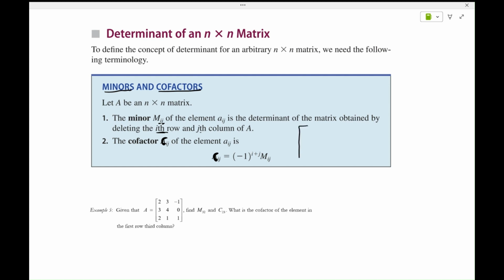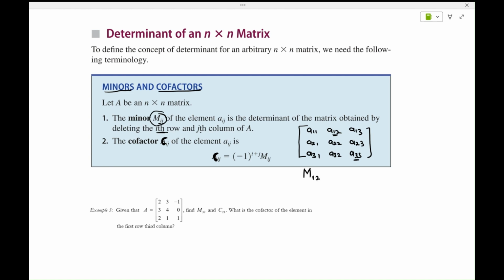Let's say you have a 3 by 3 matrix. You have A11, A12, A13, A21, A22, A23, A31, A32, and A33. So what is A33? This means the element in the third row, third column, right? While A12 means the element in the first row, second column.